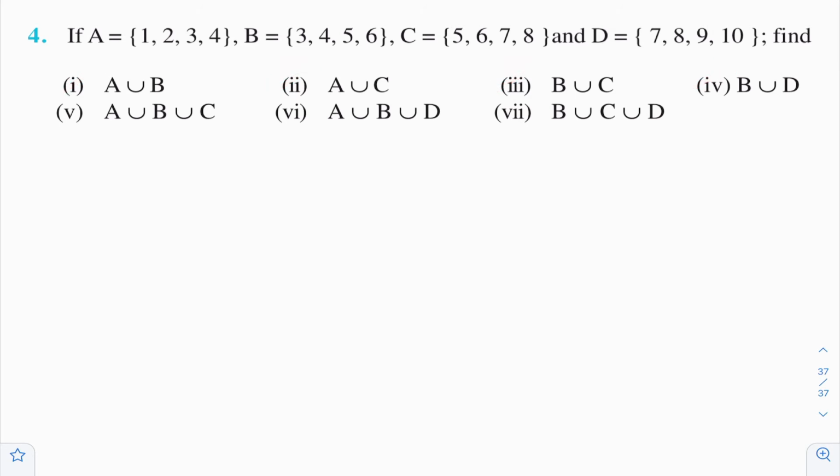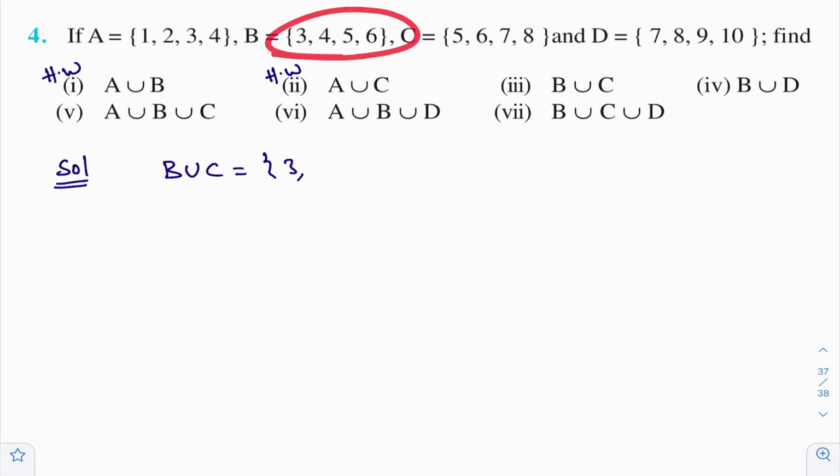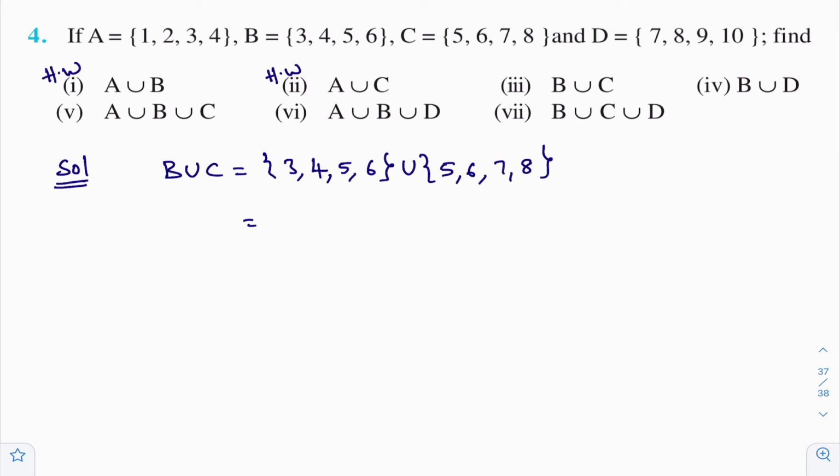I want you to try this A union B because we did so many problems. I want you to try A union C. Now I'll do this B union C. Third bit I'll do. Okay, third bit B union C. What is set B? Set B, you observe here, 3, 4, 5, 6. Union. Look here, B union C. Now what is set C? 5, 6, 7, 8. How to calculate B union C?